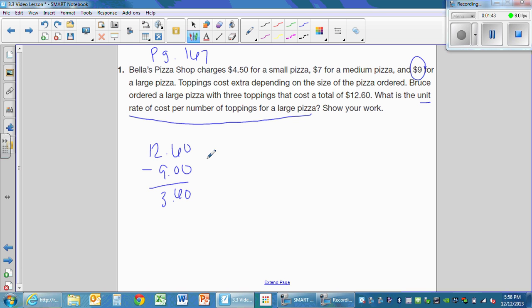So that means they spent $3.60 on 3 toppings. If we do a unit rate, that means we want a 1 on the bottom, and I like to scale down. 3 divided by 3 gives me 1. That means we need to take $3.60 and divide that by 3. And I should get $1.20 per topping.